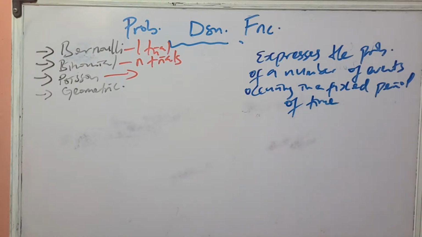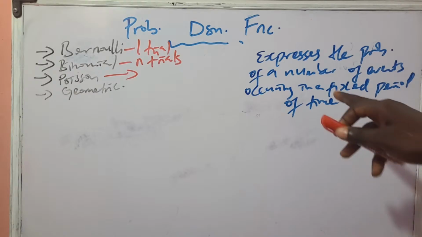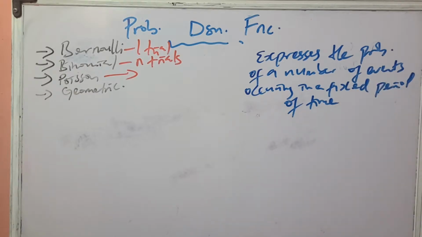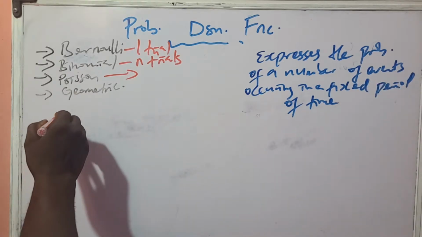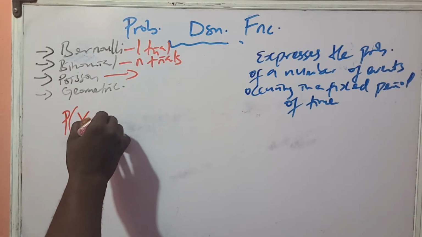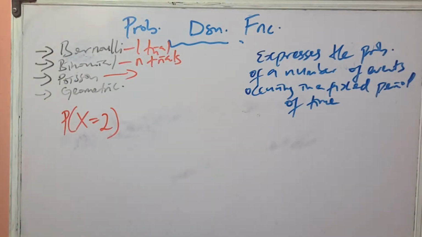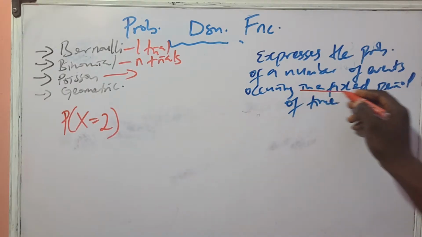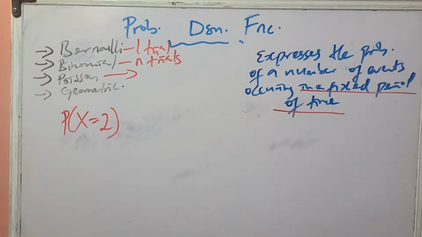If you look at this definition, it should be enlightening enough. Number one, expresses the probability of a number of events. I'm sure you understand where that's coming from. Probability of x equals 2. That's what that first thing is saying. Expresses the probability of a number of events occurring. Now, this is the real key that makes you understand if you are dealing with Poisson or not.